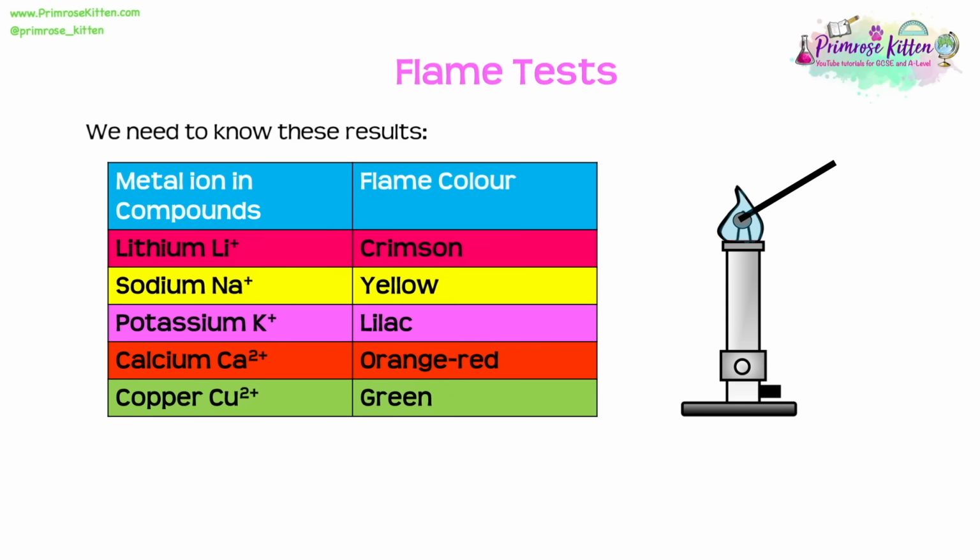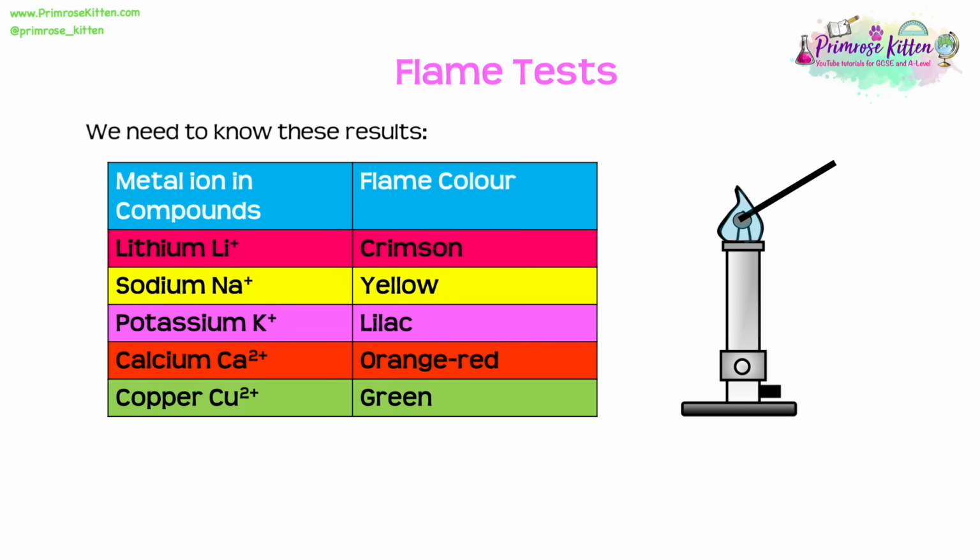Now these are the results that we need to know. It's only these 5 different metal ions that you need to know their flame colours. So lithium, the Li+ ion, will give you a crimson flame. Sodium, Na+, gives us a yellow flame.